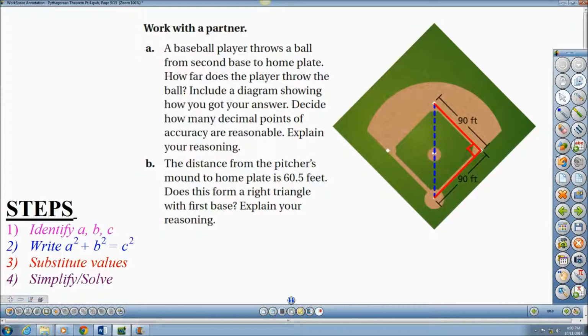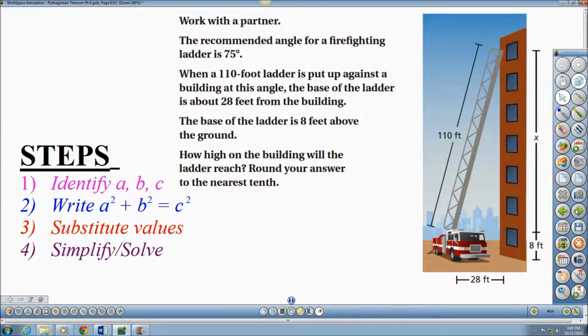Okay, so let's go on to the next problem. Here it talks about a firefighting ladder being 110 feet long. So there's my ladder, the blue, and it's 110 feet. It also tells me that it is 28 feet from the building. So I draw a line over to the 28 feet, which also shows you that it's 8 foot off the ground is where the base of the ladder is.